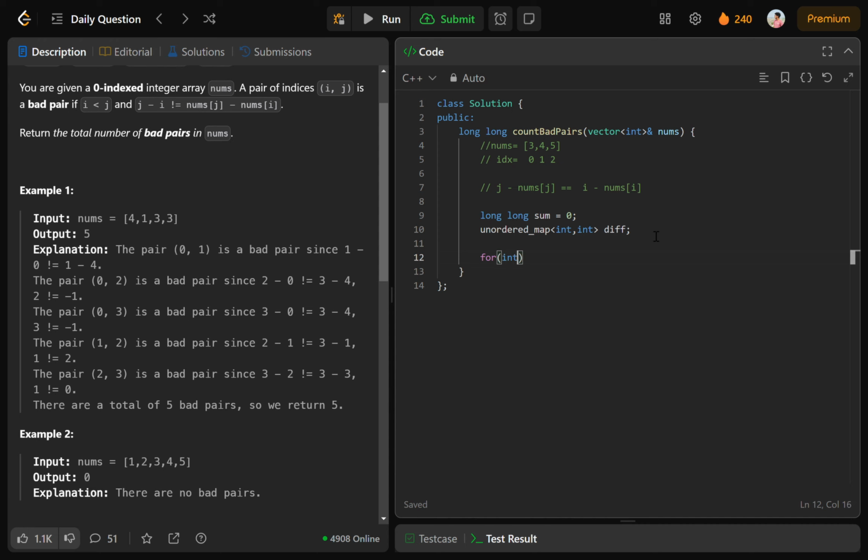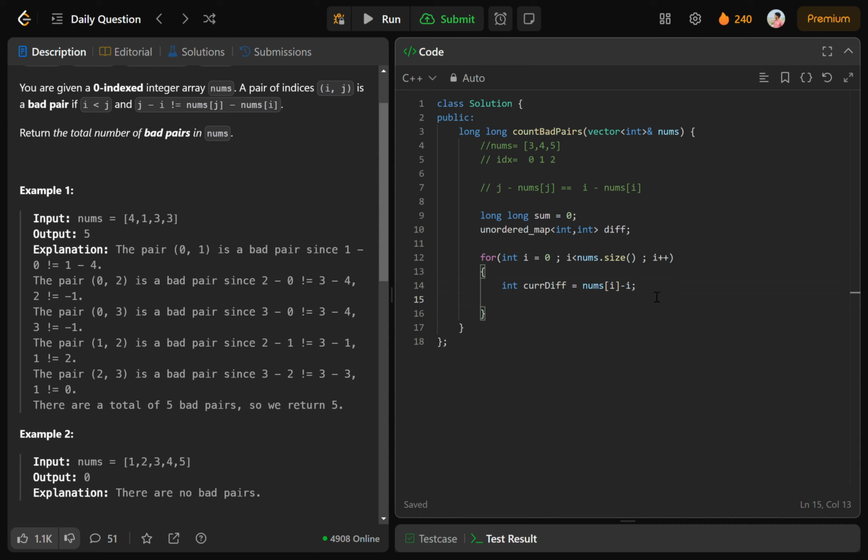Okay, so we'll simply iterate for int i equals 0, i less than nums dot size, i plus plus. And now what is the current difference for this element? The current difference equals nums of i minus the index, minus i, this is the current index. Okay, we can also take it in reverse, simply multiplying this equation by -1 gives this.